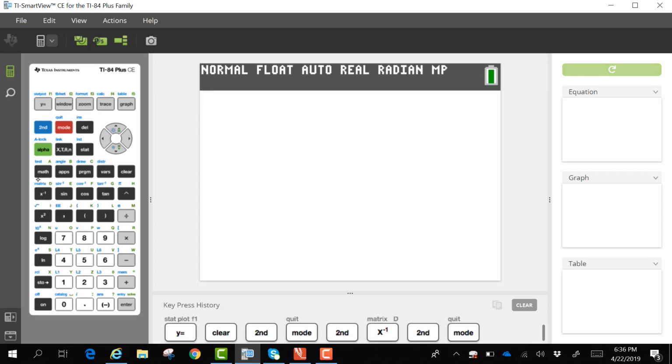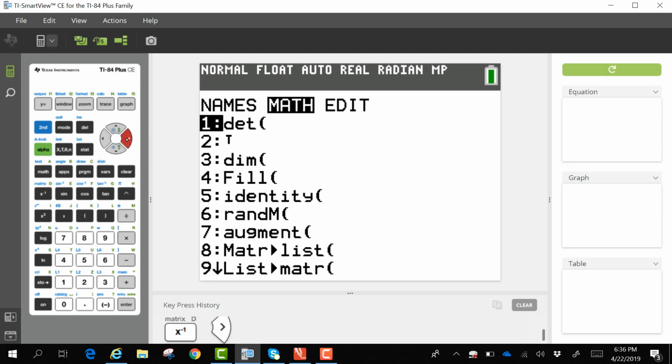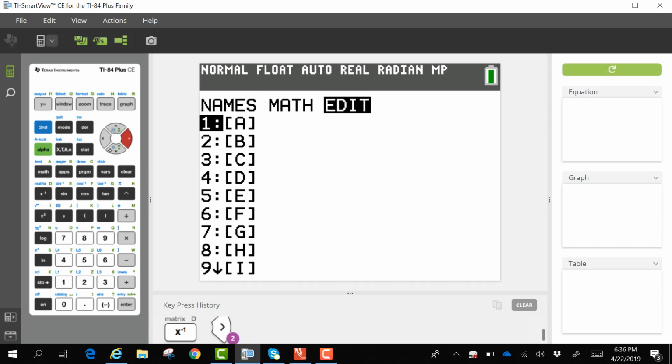Your first column, which must be about row 4, and I'm circling it. I'm going to go second matrix, and I'm going to name my matrix, say A. I'll just pick the first one. Now I need to move over by arrowing over to the edit button. So I'm editing matrix A. Now I'm going to hit enter.